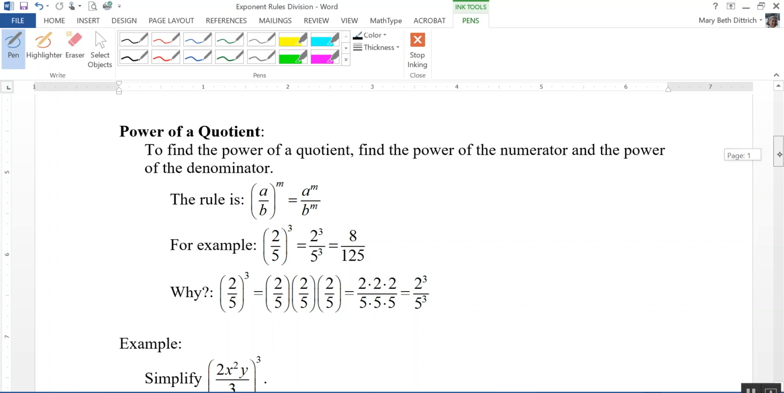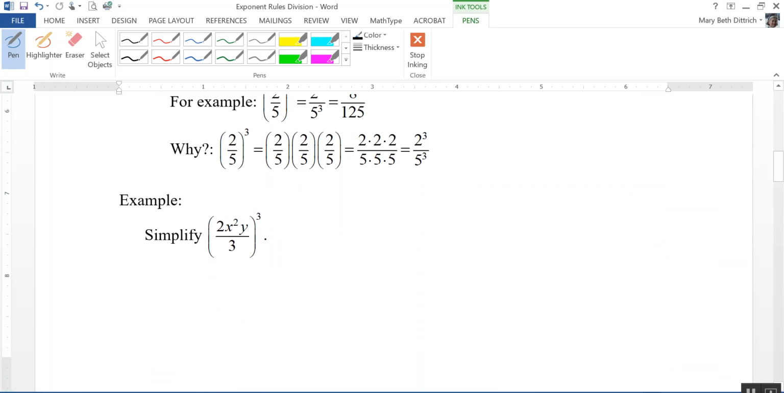Let's take a look at an example. So here I have 2x squared y divided by 3, the whole thing cubed. So this is going to be the same as 2 thirds cubed times x squared cubed times y cubed. So 2 thirds cubed is going to be 2 to the third power, which is 8, over 3 to the third power, which is 27, times x to the sixth.